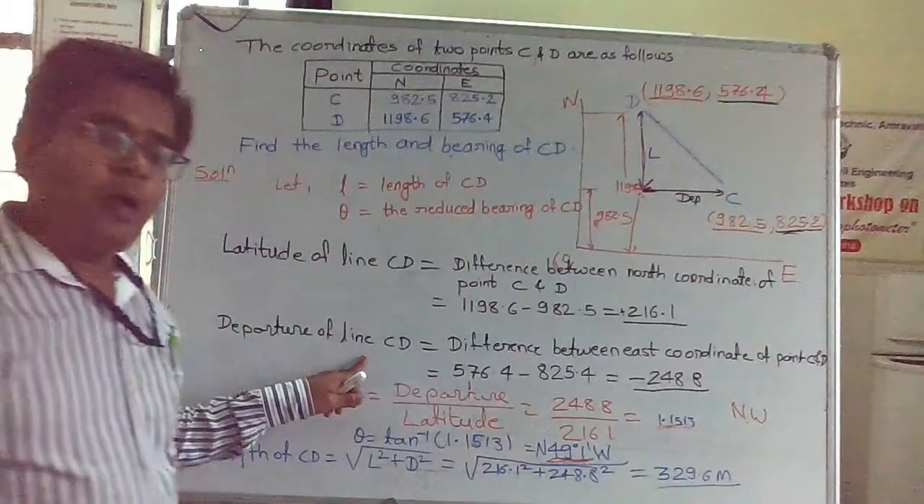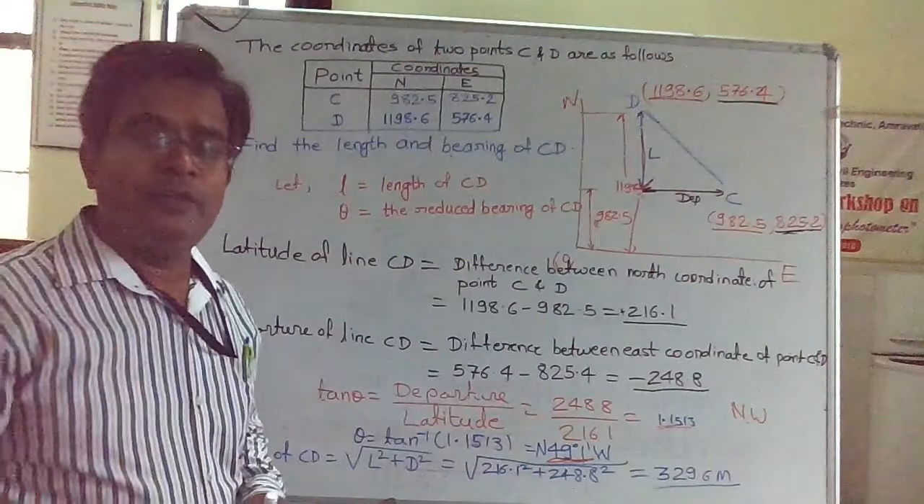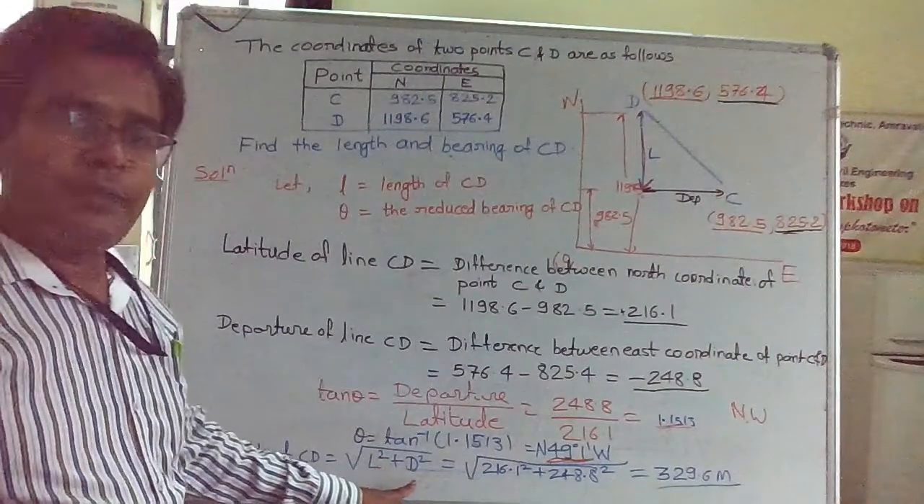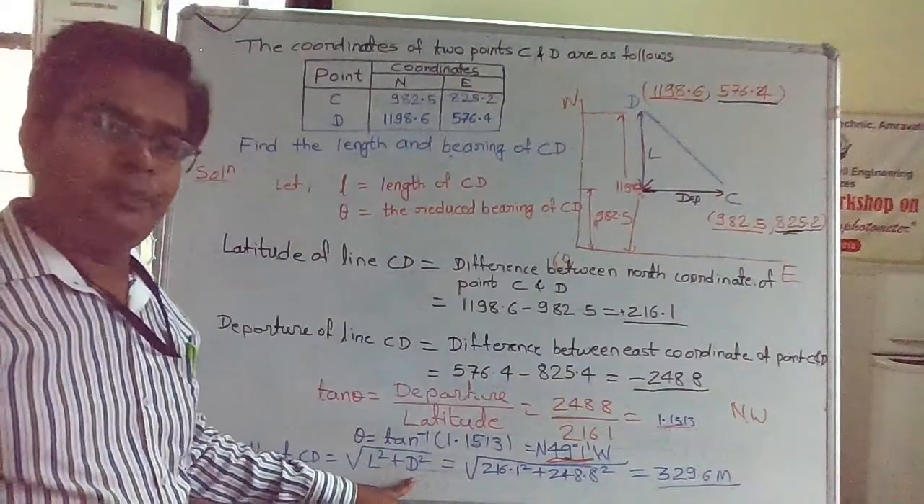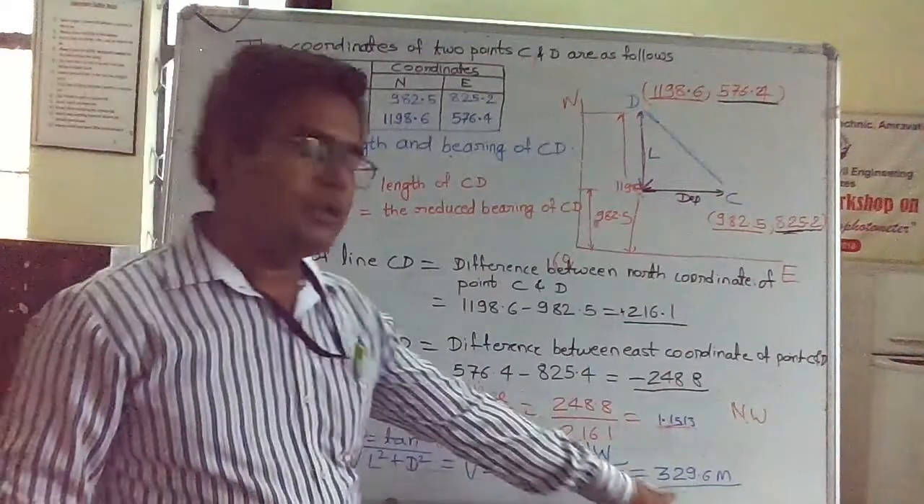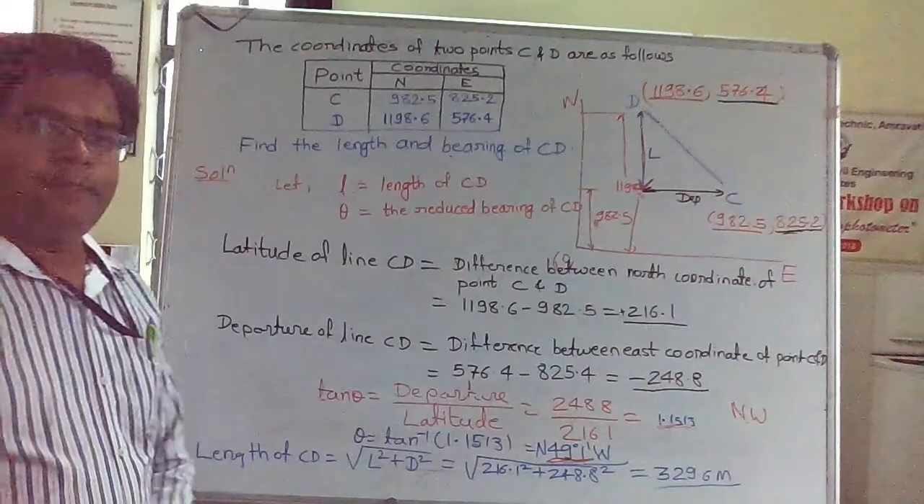Now we have to calculate the length of line CD. The length of line CD is nothing but the square root of latitude squared plus departure squared. I have explained that in the previous problem. So it is 216.1 squared plus 248.8 squared, and we are getting the length as 329.6 meters. You try both the problems. Thank you.